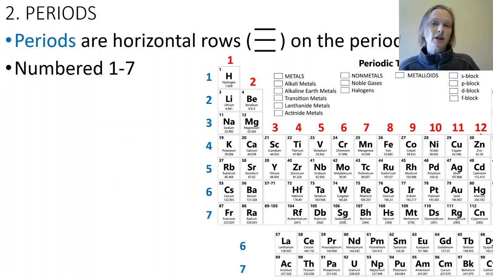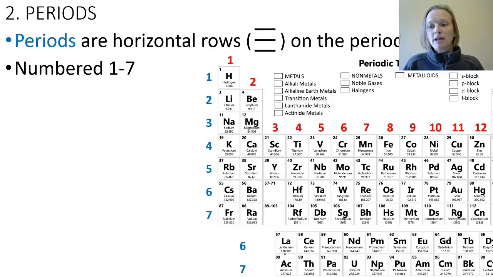The next thing I want you to label on your periodic table are the periods. The periods are the horizontal rows on the periodic table. These are numbered 1 through 7. We have 7 horizontal rows on the periodic table, 7 periods. However, notice that there are 2 extra rows on the periodic table. These are not separate periods.